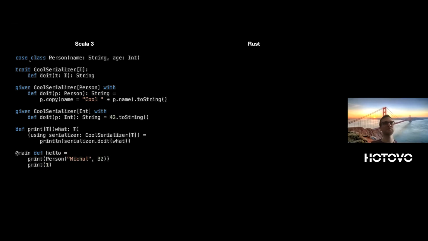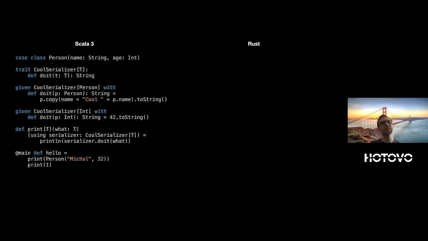So we have a structure, a case class Person. Again, it's just a name and an age. Now this trait here is kind of like an interface in Java or C#. It's an interface with the type parameter T. So it's a generic interface, a generic trait. And it has a single method, doIt, which takes in an instance of type T and returns a string. So this is our type class, kind of.